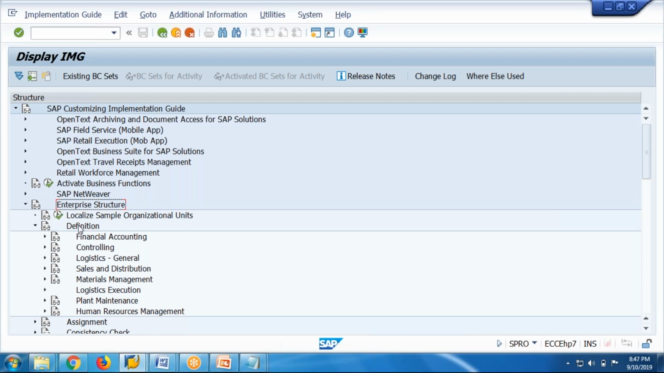So under the enterprise structure definition, you have the following folders: financial accounting, controlling, logistics general, SD, MM, LE, PM. No need of HRM, but note down all this, including PM. We will not work in all these things, but you'll have an idea of them.